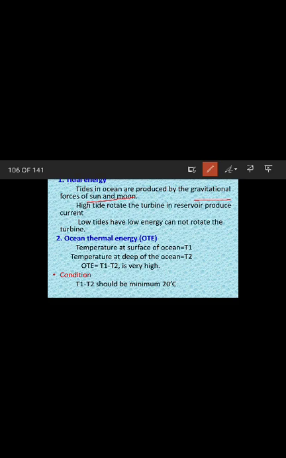Next we are going to see about the ocean thermal energy. The temperature at the surface of the ocean is T1 and the temperature at the depth of the ocean is T2. So the ocean thermal energy we can calculate with the help of the formula T1 minus T2. Always it is very high. Here we have to follow one condition, that is T1 minus T2 should be minimum 20 degrees Celsius.